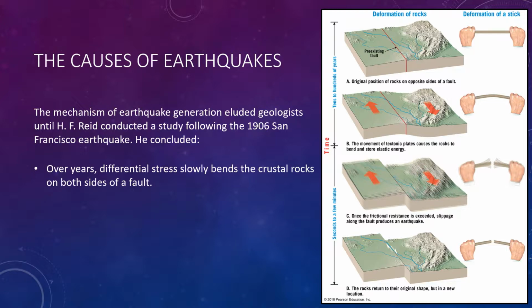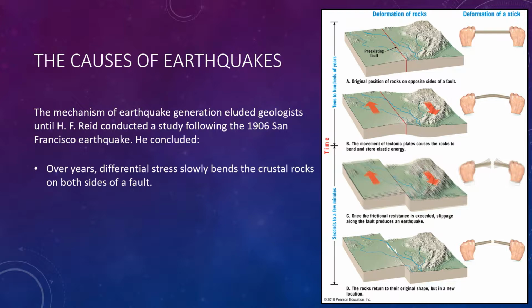The actual mechanism of earthquake generation eluded geologists until H. F. Reid conducted a landmark study following the 1906 San Francisco earthquake. This earthquake was accompanied by horizontal surface displacements of several meters along the northern portion of the San Andreas Fault. To better visualize, imagine standing on one side of a fault and watching a person on the other side suddenly slide horizontally by about 10 meters to your right.